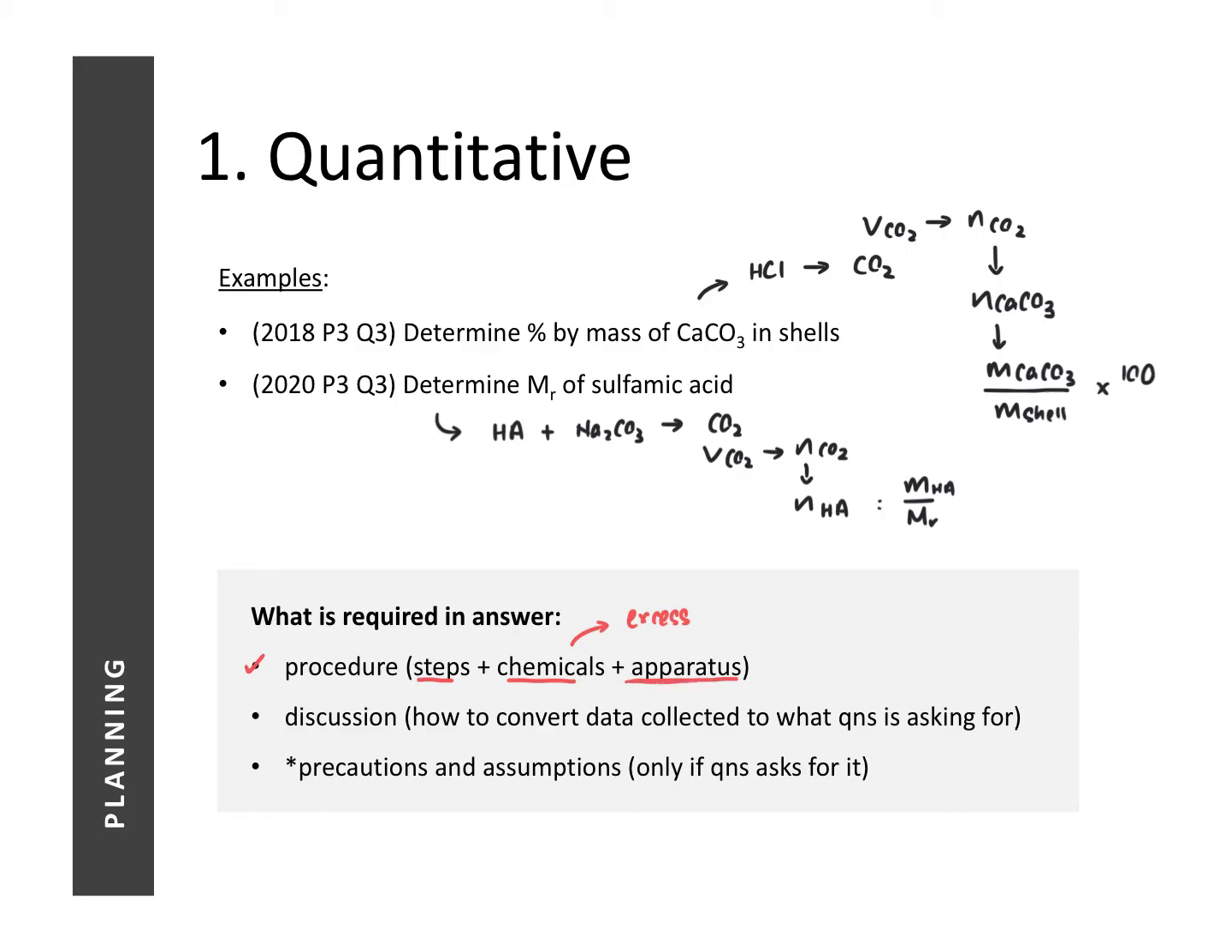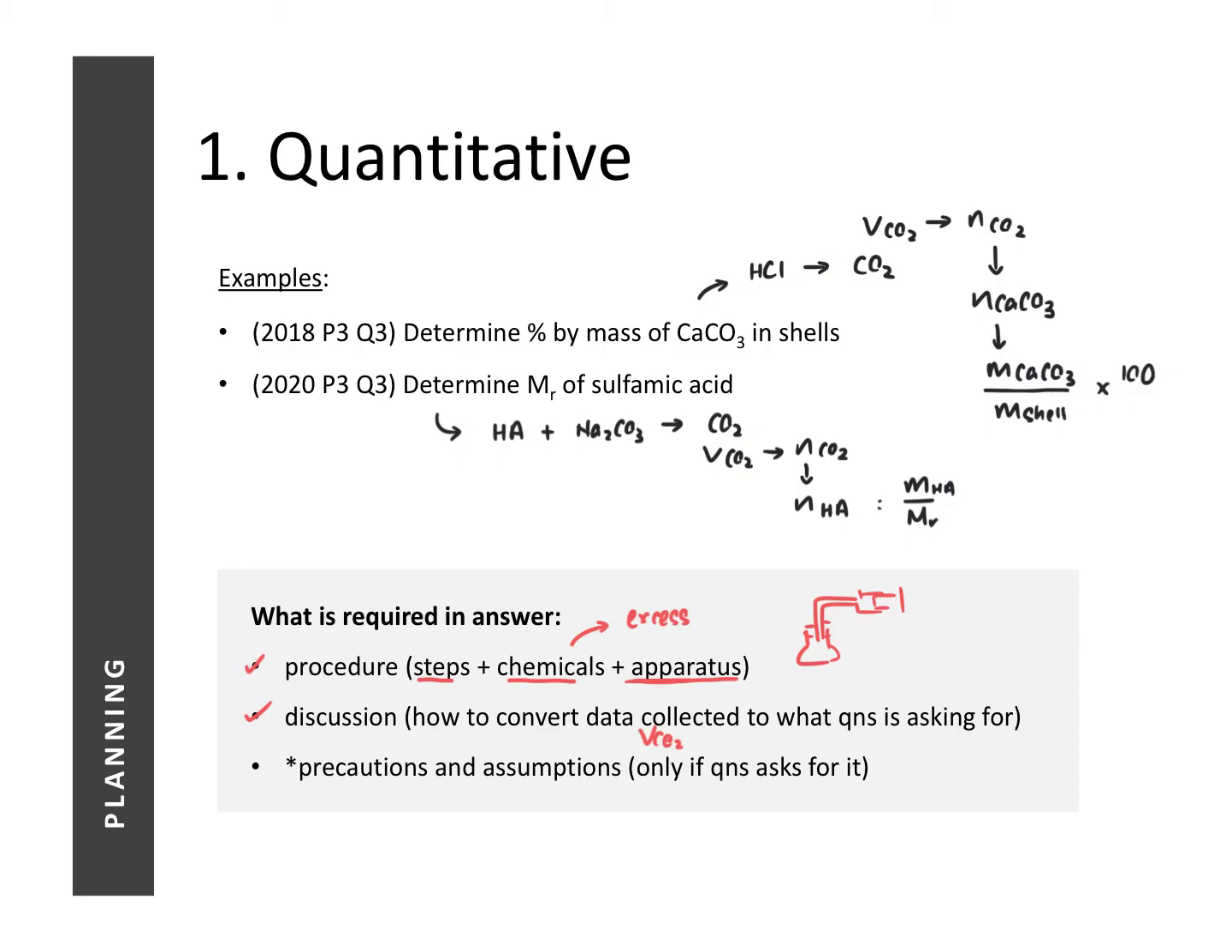For example, if you were to collect a gas, the typical setup would look something like this, where you have a gas syringe, you have a conical flask, and a delivery tube. We need to have the discussion as well as to tell the marker how you convert the data collected, in this case the volume of CO2. How do we use volume, how do we manipulate the volume of CO2 in order to obtain the percentage by mass of calcium carbonate in the first example, as well as the relative molecular mass of sulfamic acid in the second example.